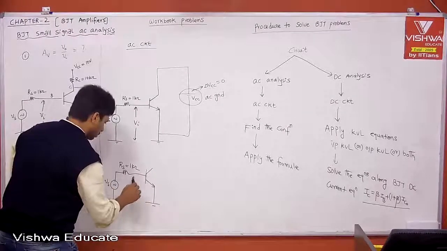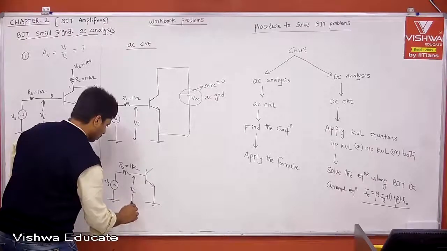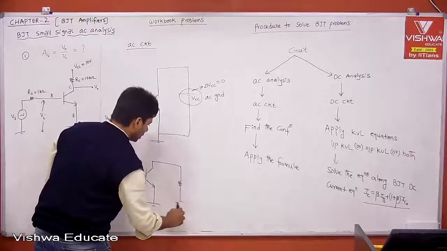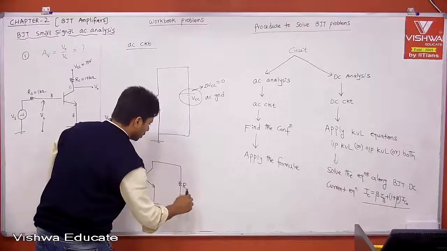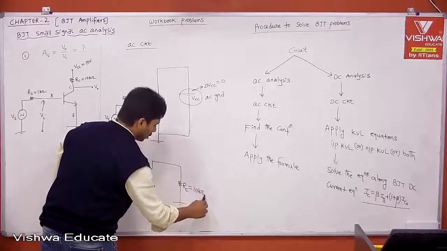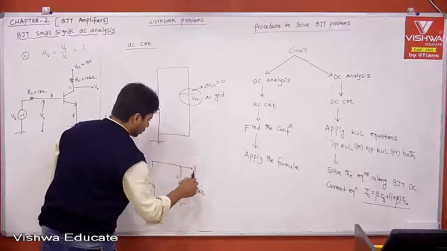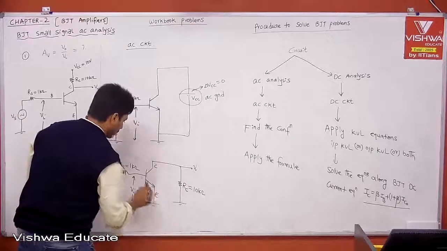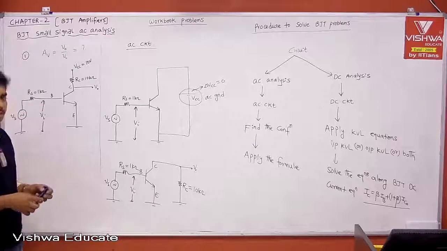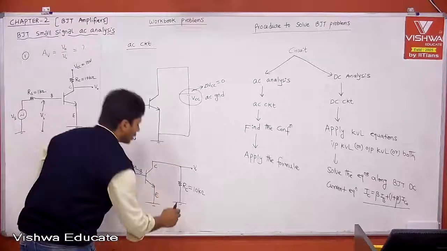This is VS, the input voltage, right? Now, this is the load that is connected. Let us say this is your RC, you can say it is the load actually, 10 kilo ohm, and this is your V0. This is collector, emitter, and then base. Now, this is your AC circuit, and this is your AC ground.